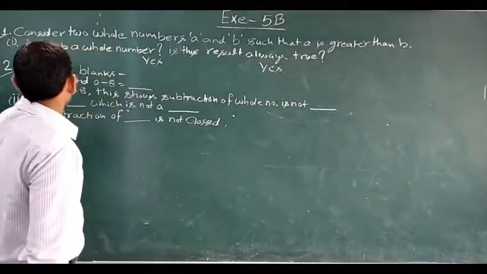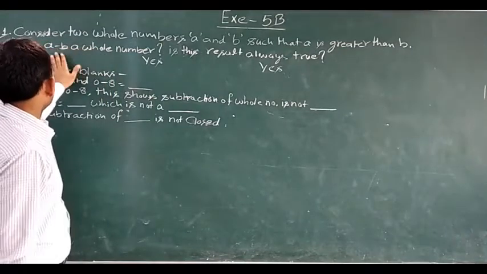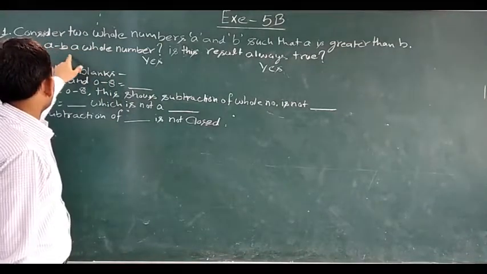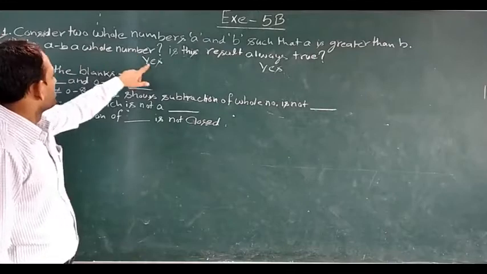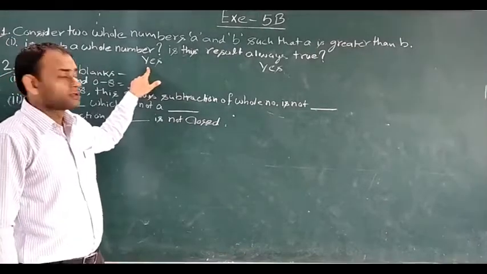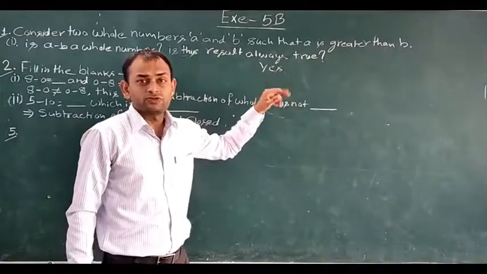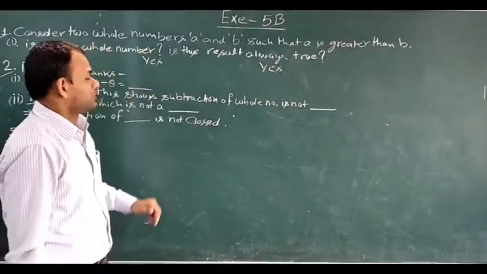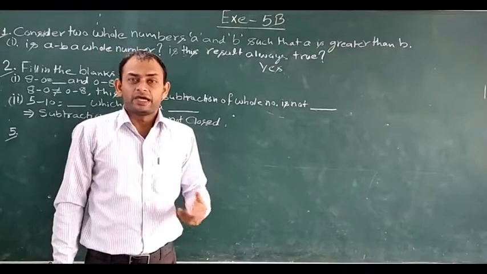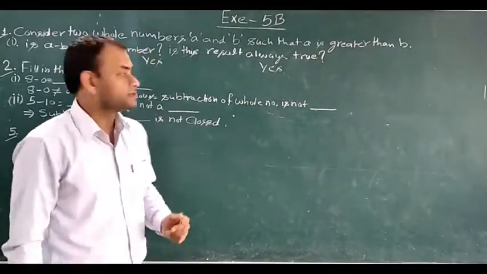So the answer to the first part of this question, is a minus b a whole number, is yes. And is the result always true? Yes, it is also true. When we subtract or add any two whole numbers, we get a whole number.